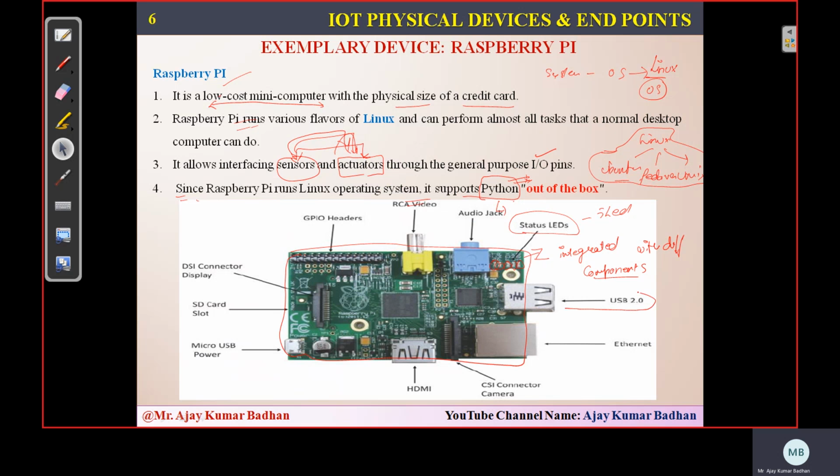Then we have two USB 2.0 ports. We have two ports here, and they use Universal Serial Bus type 2.0. We cannot give 3.0, we have only 2.0. And then if you want to connect an Ethernet cable, we have a component to connect it.